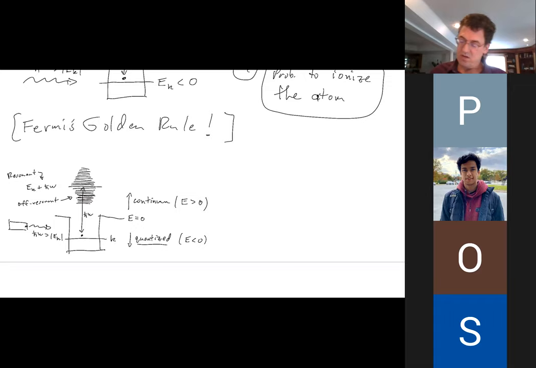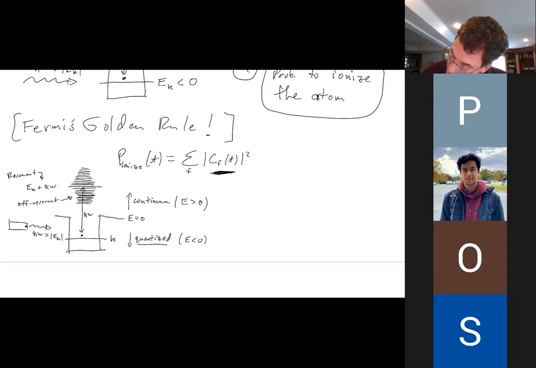And so, if I want to know the probability to ionize, what do I have to do? Can somebody tell me? What strategy should we follow? Sum over all of the... Exactly. That's exactly right. The probability to ionize at some time t is going to be equal to a sum over all the final states, all final states, and the probability to be in all those final states. And I'll use the same terminology that we used before. That's that same amplitude that we just calculated a few minutes ago. So I have to sum over all possible final states.